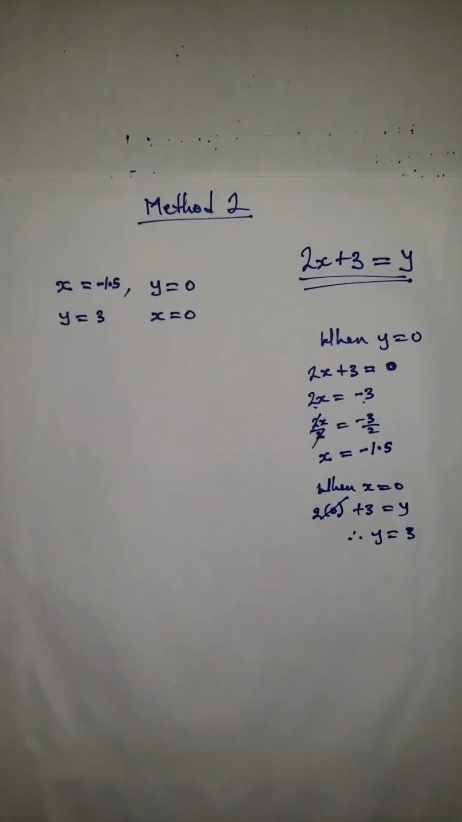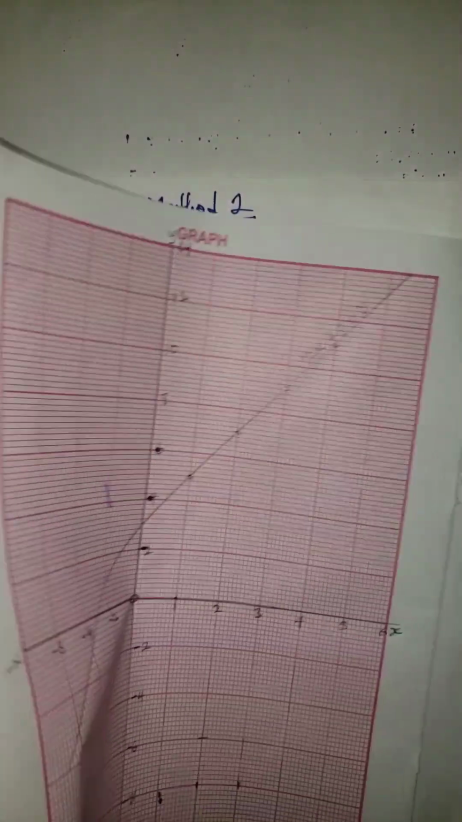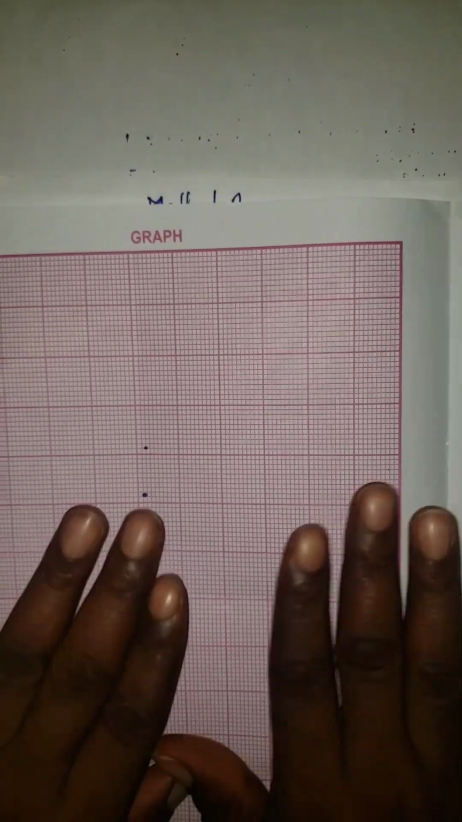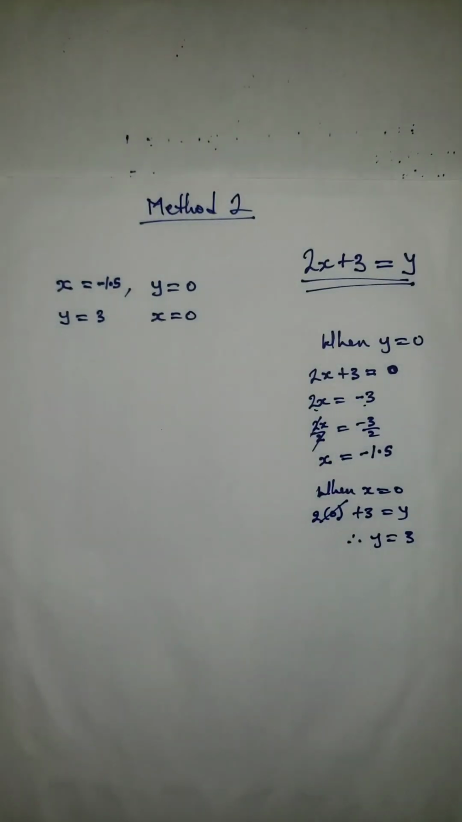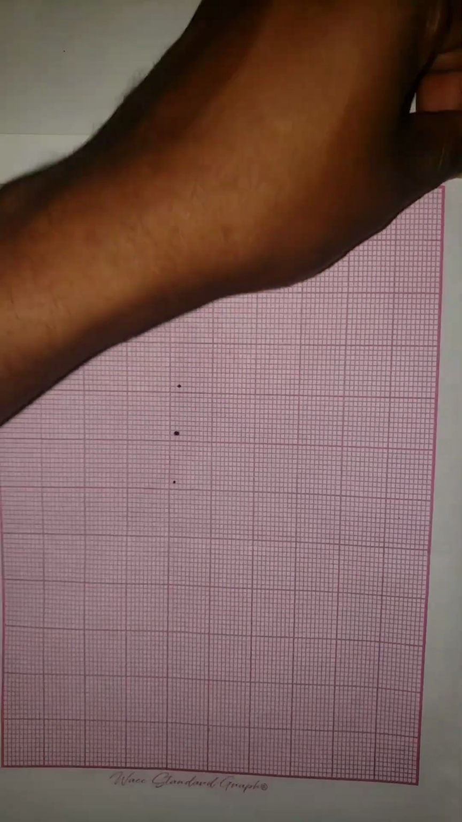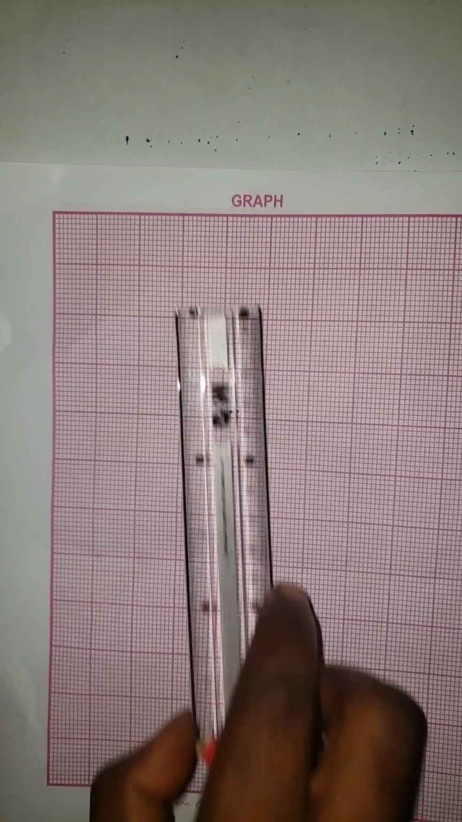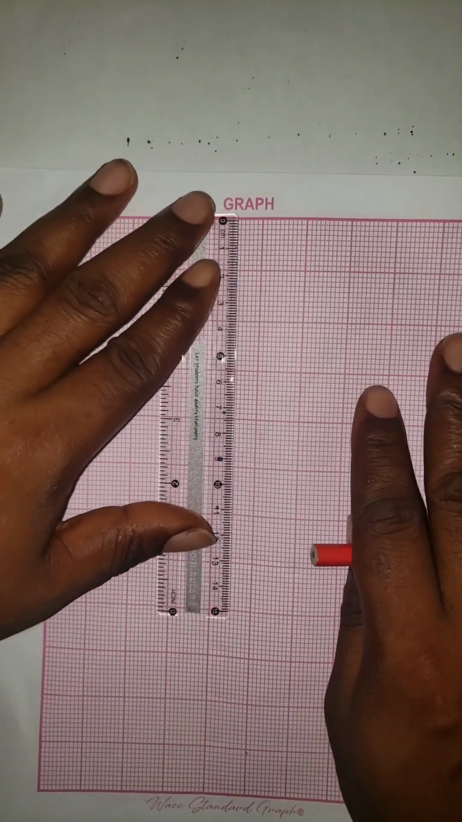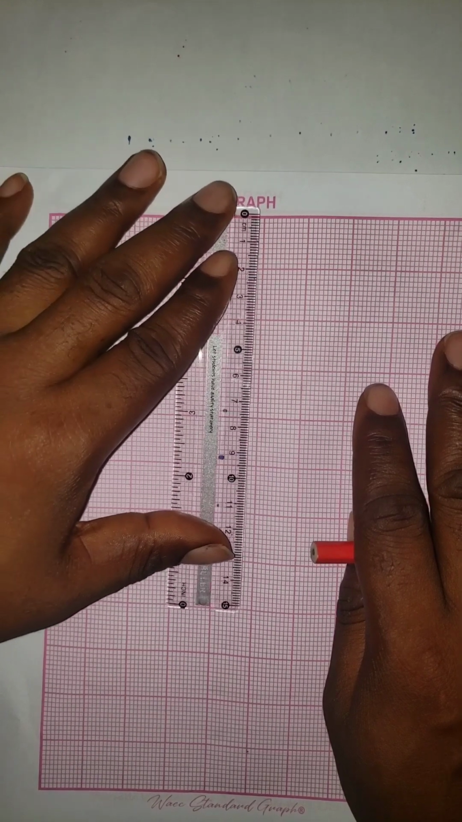So I will now go to my graph. We are going to plot another graph. This is the previous one. So let us open our graph. So we are going to use this. I have explained about scaling before, so I don't need to explain that again. So I will rule my line.